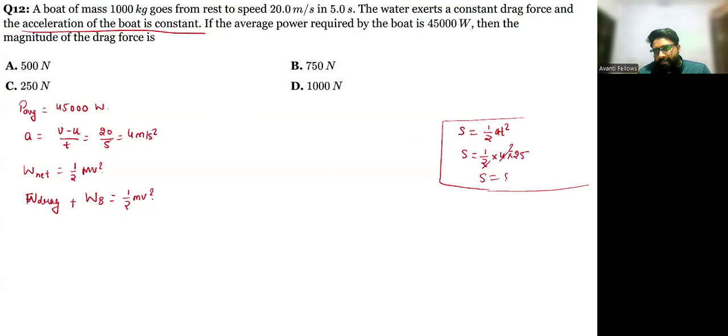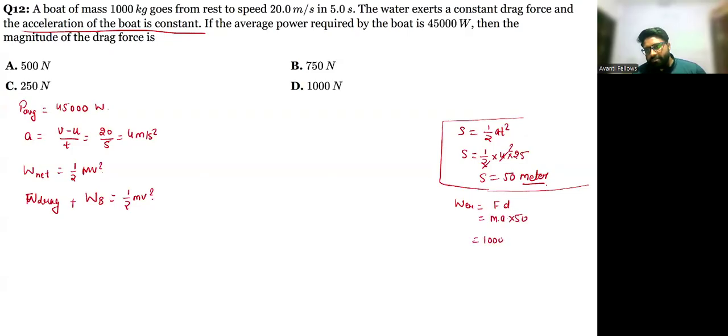So the value of S is coming out as 50 meter. And this 50 meter is displaced because of the engine work, because drag force is opposing this work. So work done by the engine force is nothing but force into displacement. Force is given by mass into acceleration, and displacement is 50.